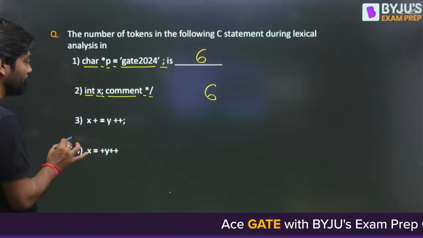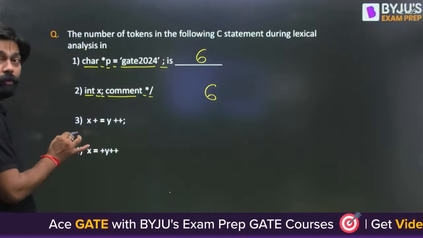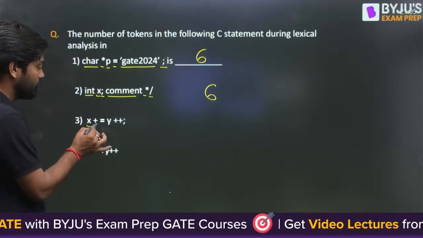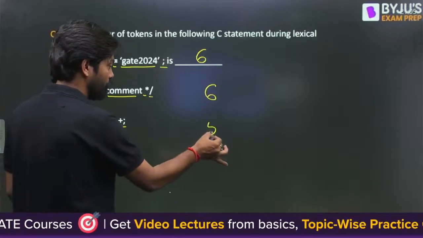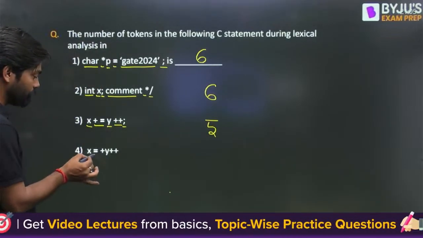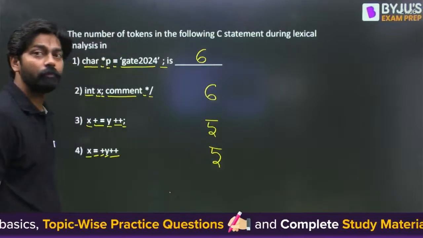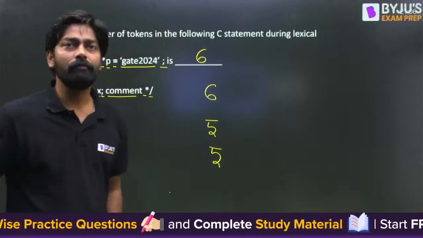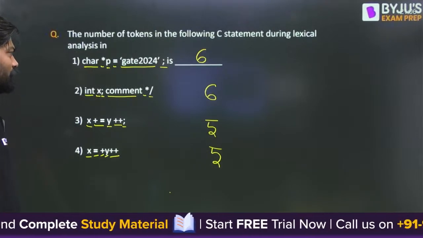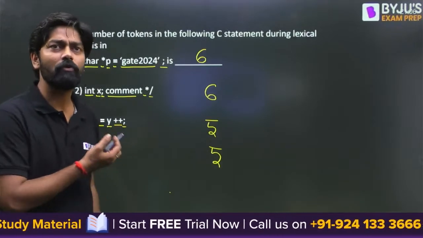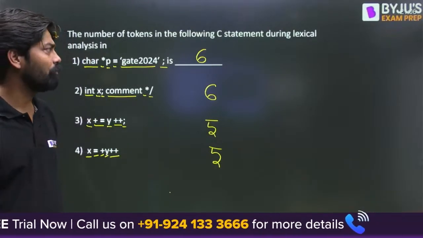What about the third one, my dear friend? X plus equal to 2, 3, 4, 5. So yes, we have 5. What about this one? 1, 2, 3, 4, 5. So we have 5. Is that clear, my dear friend? This is the answer for counting the number of tokens. This is very simple, because if you are lucky or unlucky, a 1 mark question will come from counting the number of tokens. So you don't have any confusion regarding this.